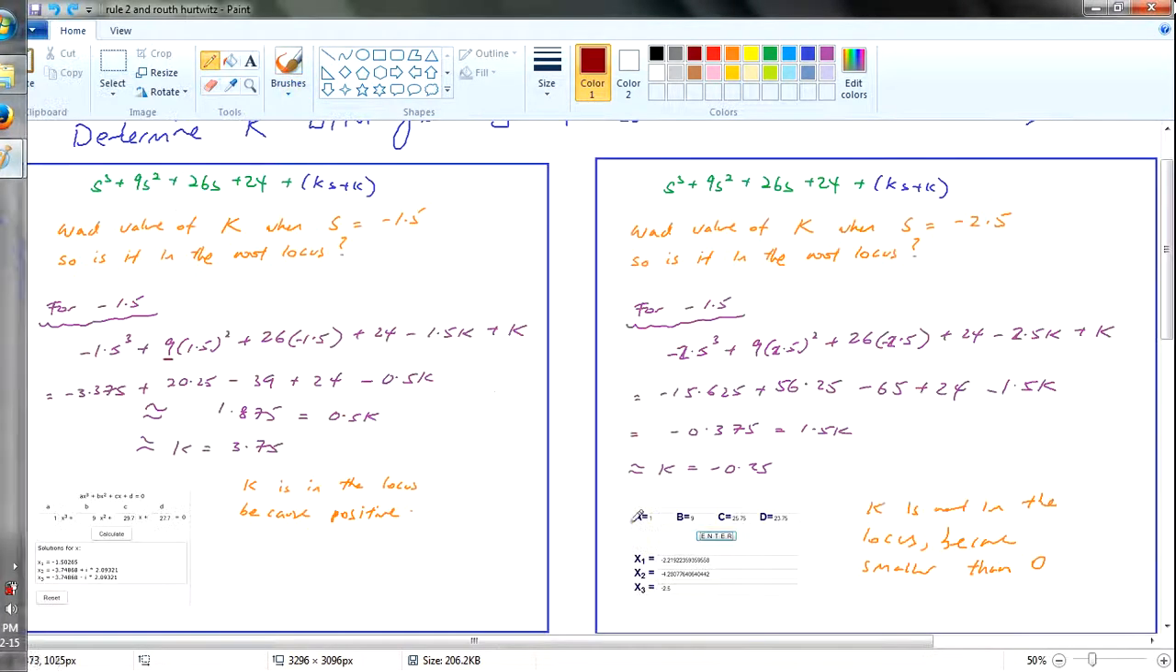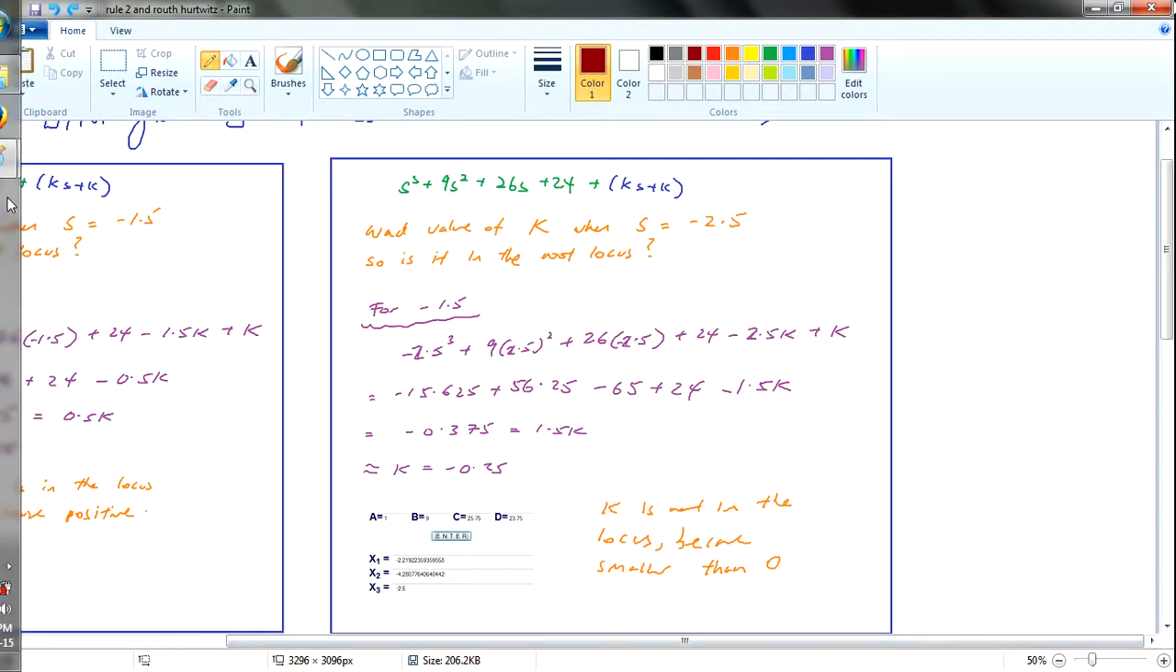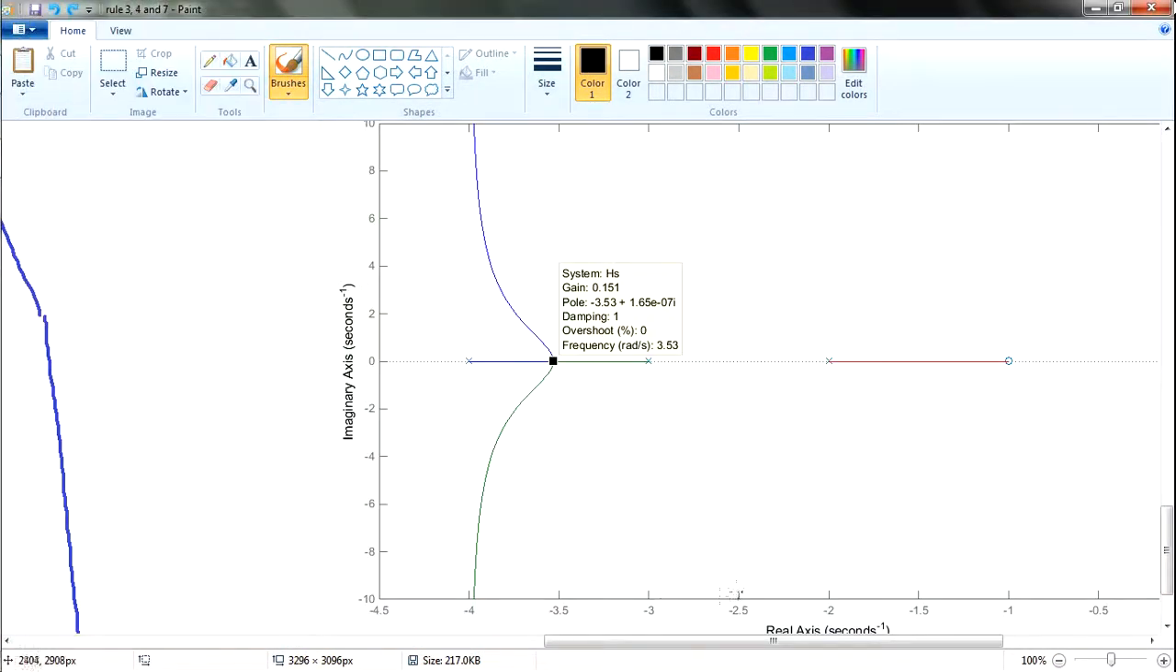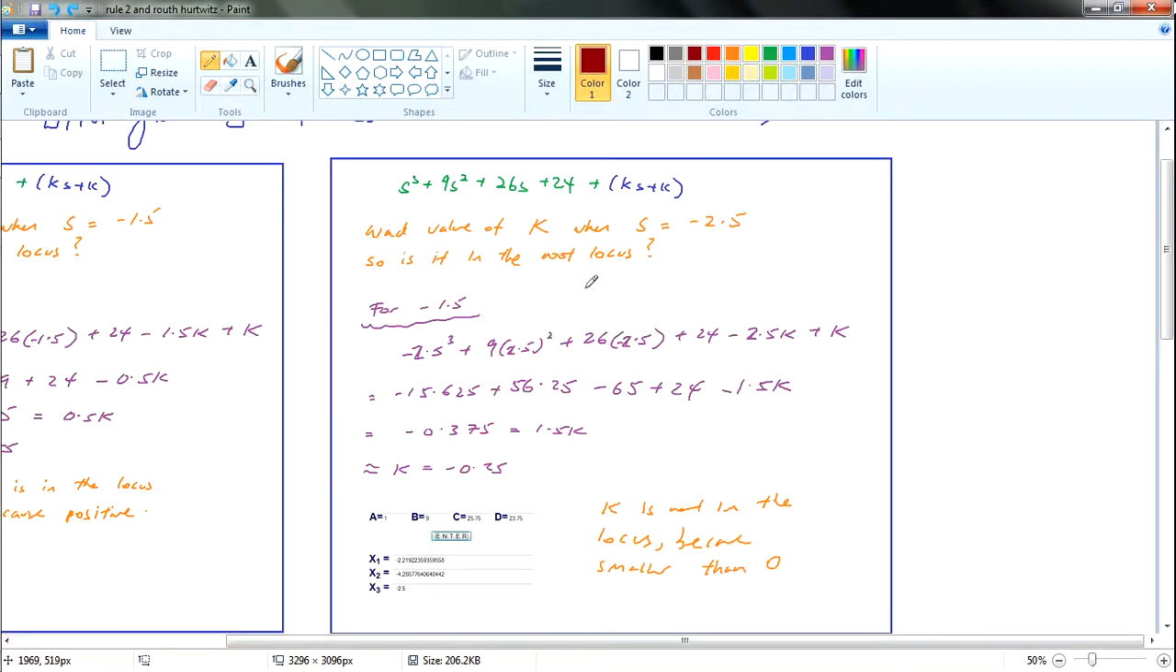So with the same method, I plug in minus 2.5 to see what the result is. As you can see, minus 2.5 is over here, right? It's not in the root locus. So if it's not in the root locus, what do we have for k values? I just substitute minus 2.5 into this equation: minus 2.5 cubed plus the same thing. Then I rearrange, add terms here and there, and you can get k equals minus 0.25.